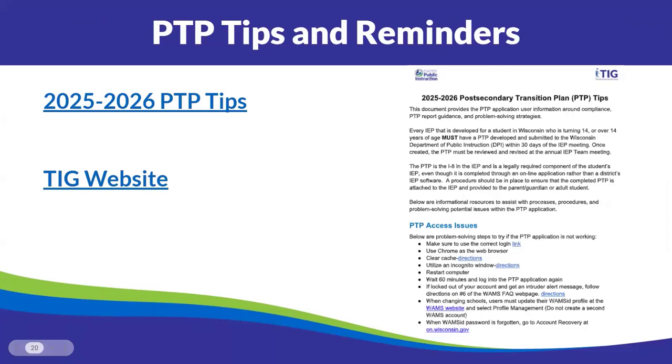Each summer, a PTP tips resource is updated and sent out in August, as well as posted on the TIG website as a resource. This is a valuable go-to resource to share with staff as it covers the most common questions and PTP issues that tend to occur. It is a great place to start when a PTP question comes up, as you may be able to solve the issue on your own. You are welcome to reach out to TIG. However, this may be quicker and a good resource to share with others.